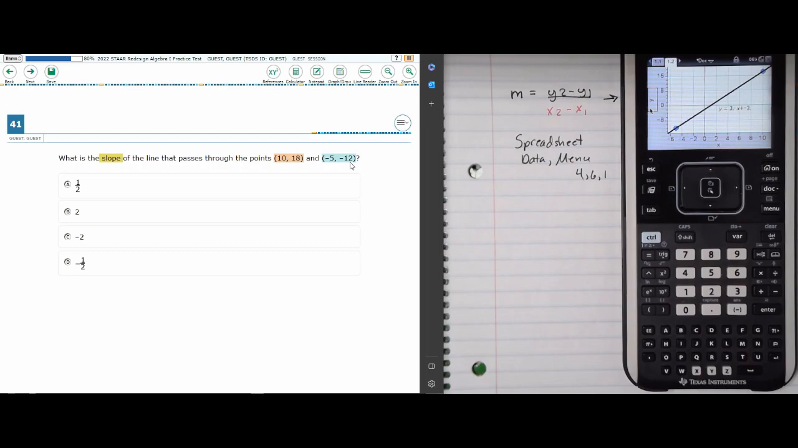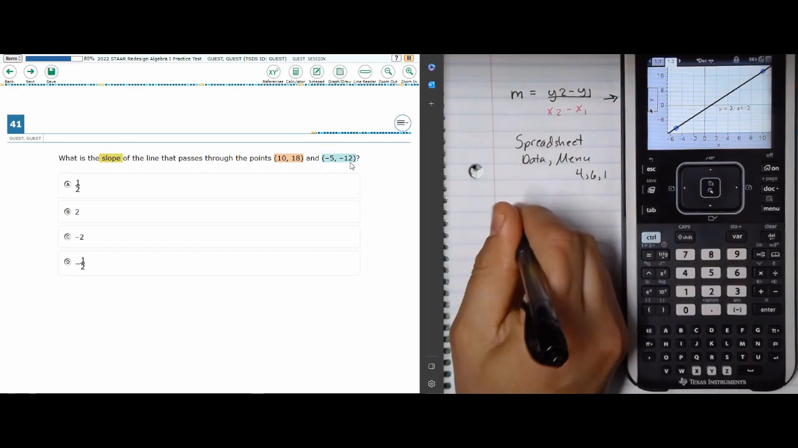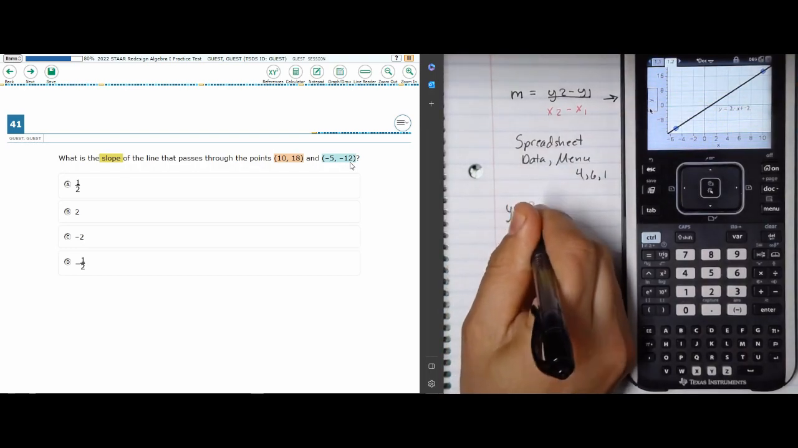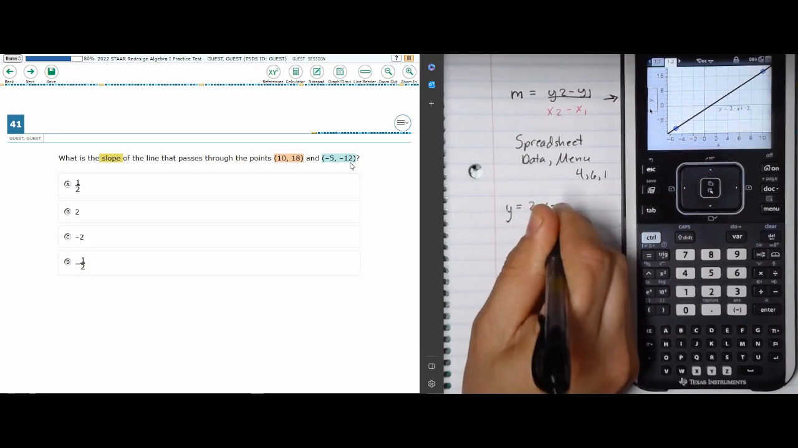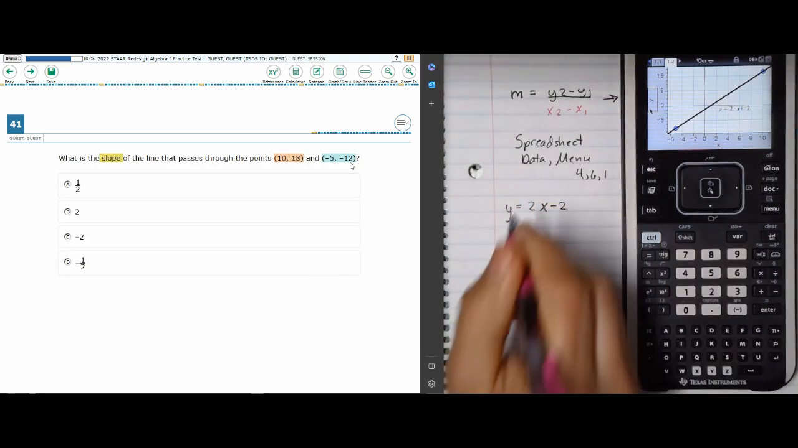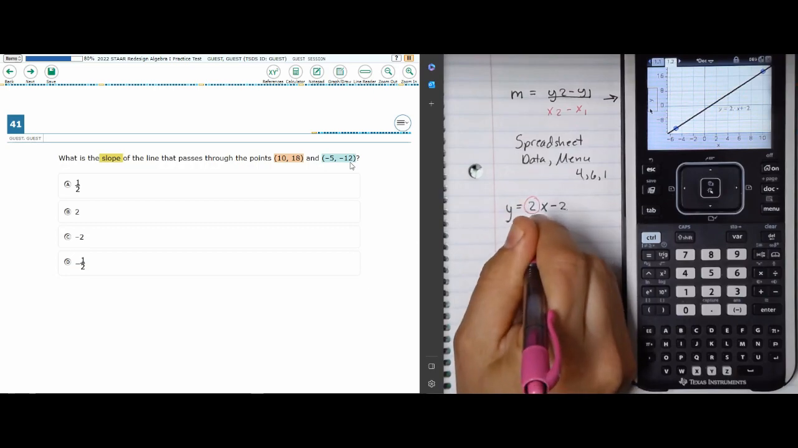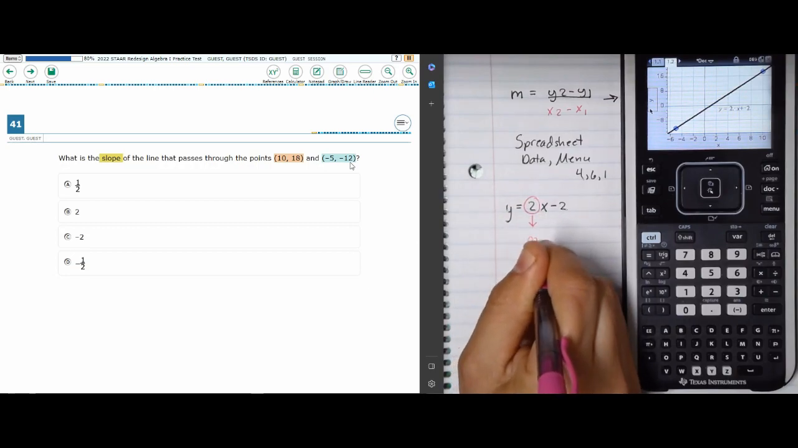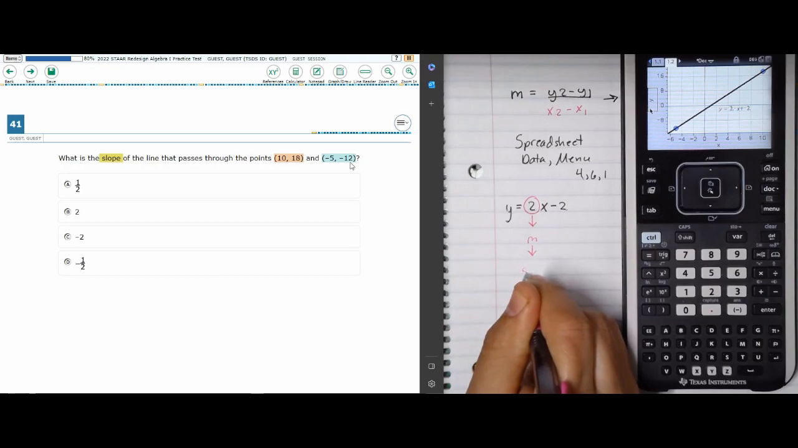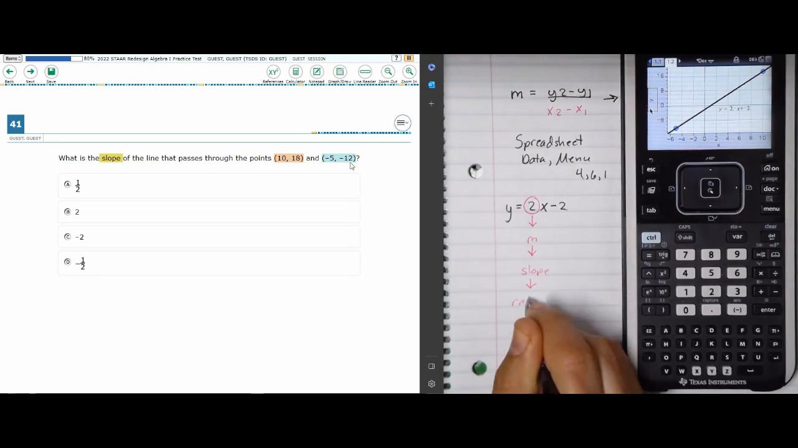And there's my equation. So I'm going to write it down. So I have y is equal to 2x minus 2. And remember the first number here, that is my m, which is my slope, which we also call our rate of change.